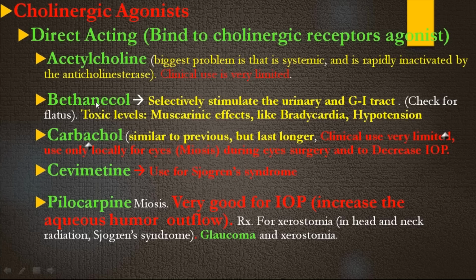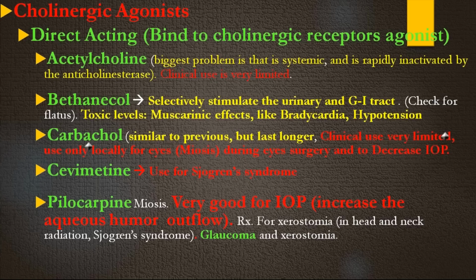So what bethanechol does is selectively stimulate the urinary and the GI tract, especially the urinary tract when you have, for example, a retention of urine because the urinary bladder does not contract. You are going to use what? Bethanechol. Carbachol is similar to bethanechol, but lasts longer, like 2-3 more hours.